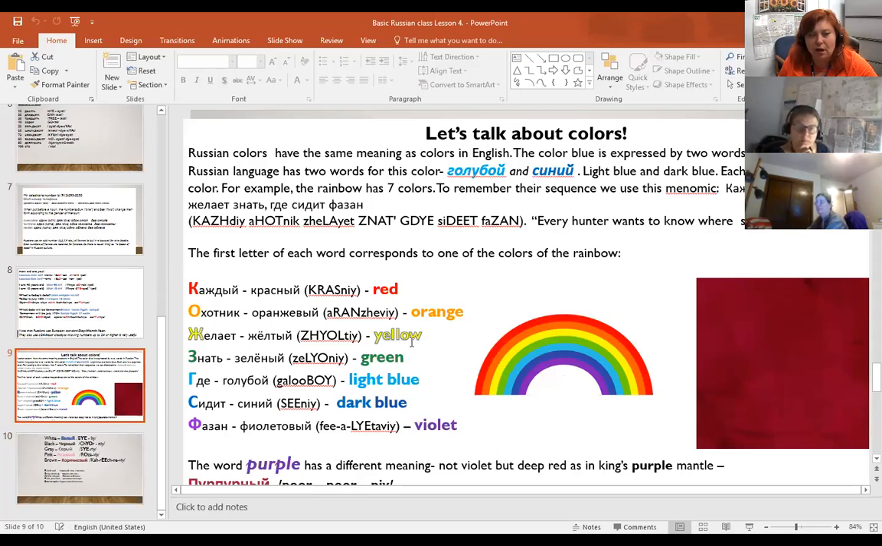Красный, оранжевый, желтый, зеленый, голубой, which is light blue, or синий, which is dark blue. And then we learned фиолетовый, which is violet.